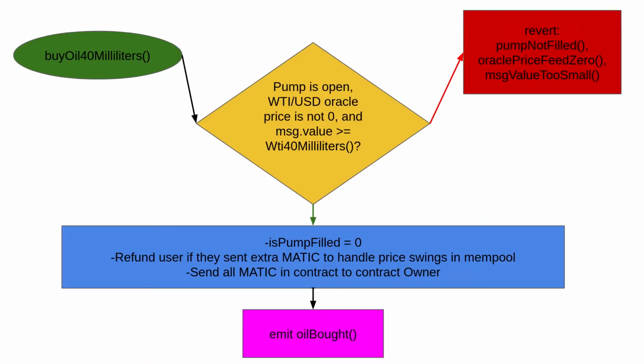Oil is pumped if the gas state is opened and message.value is big enough to pay for the oil price. The user can overpay in message.value and then be refunded in order to handle price volatility while the transaction is in the mempool waiting to be added to a block.